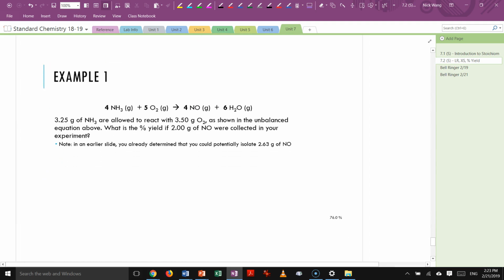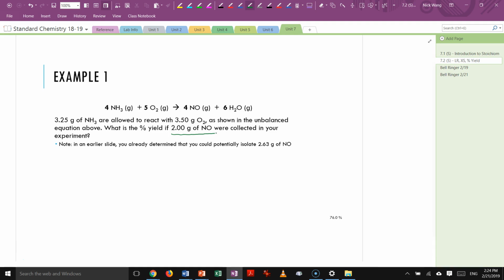To give us an idea of how this works, this is going to be a really simplified version of what you might be expected to do to get percentage yield. So let's take a look at this problem. This is an example problem that came from a previous slide earlier. The prompt starts off with the equation. It's balanced for you. You get the coefficients here, 4, 5, 4, 6. Then it tells you that 3.25 grams of NH3 react with 3.50 grams of O2. So each of these reactants are brought together to produce something new. And they're asking, what is the percent yield if 2.00 grams of NO were collected in your experiment?